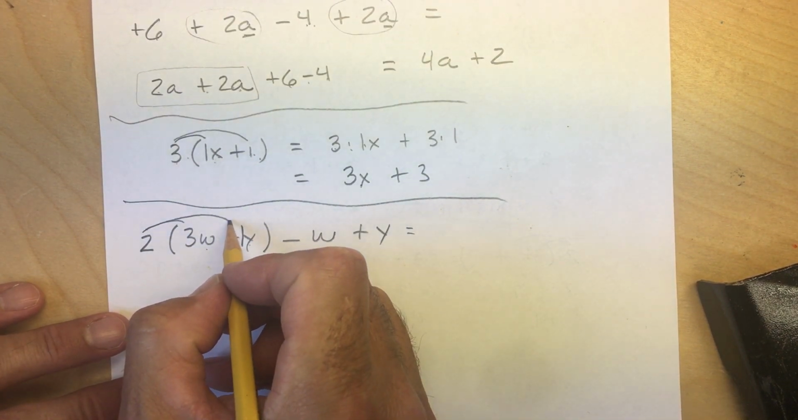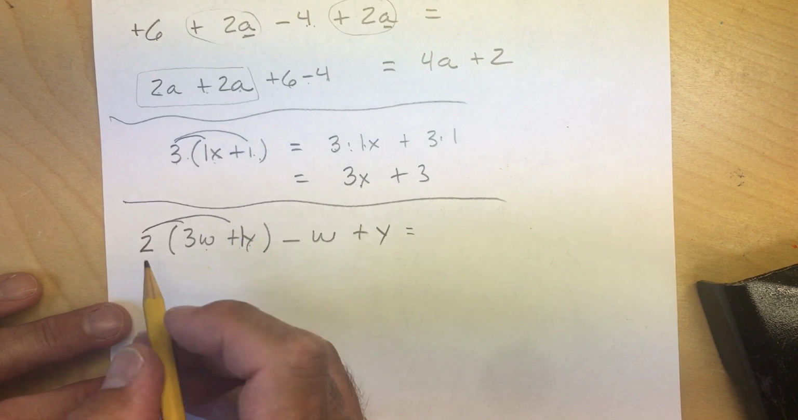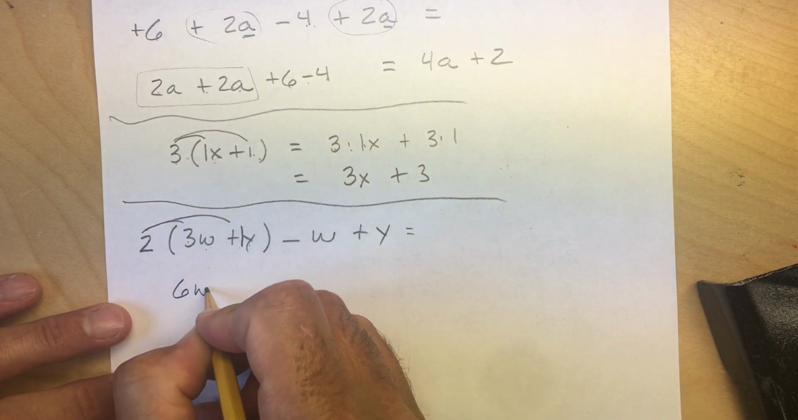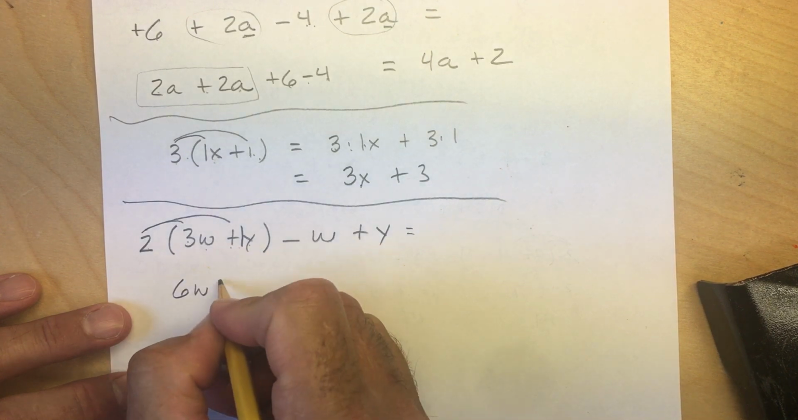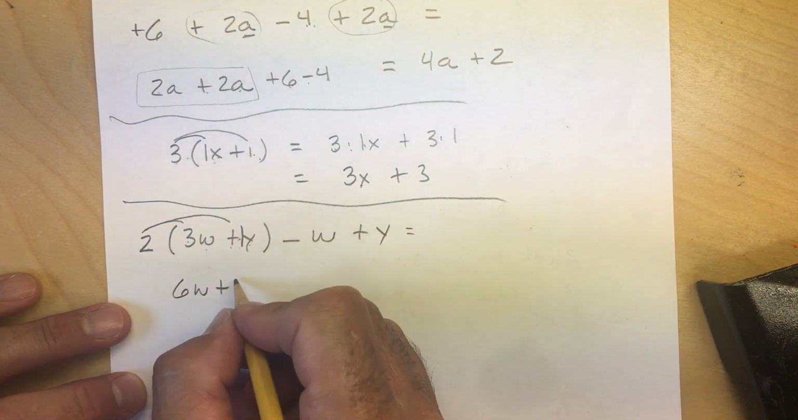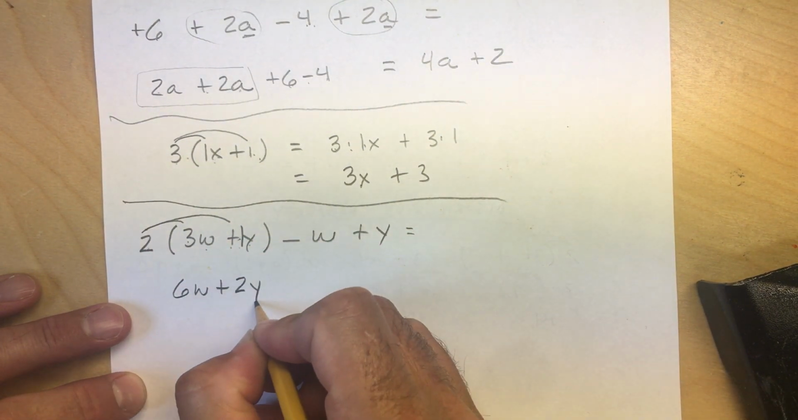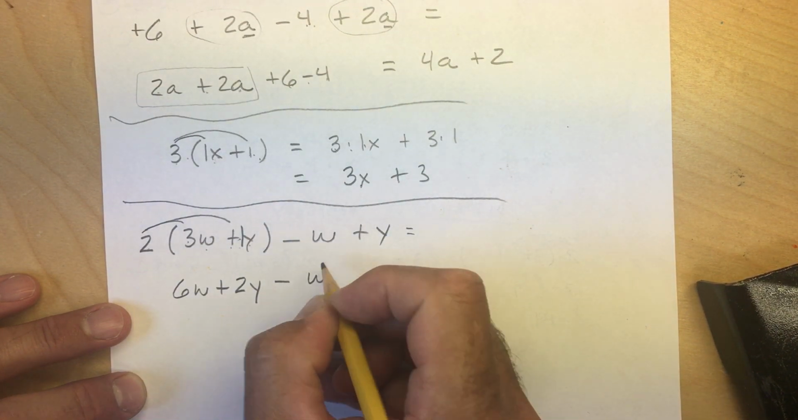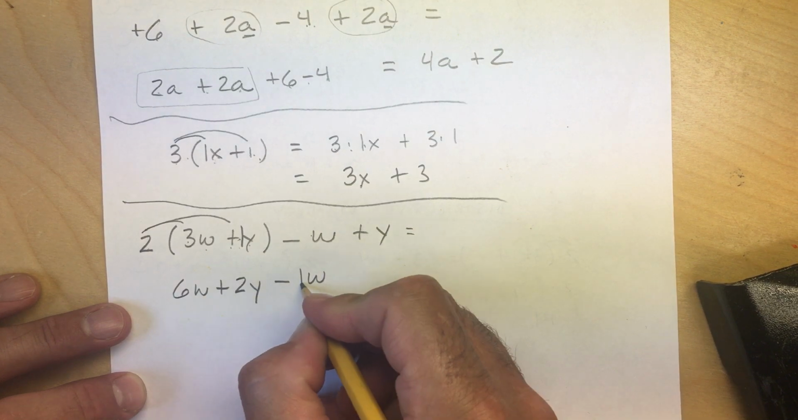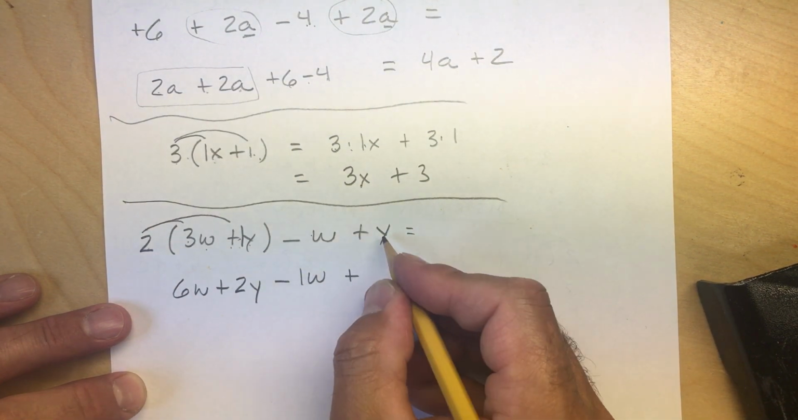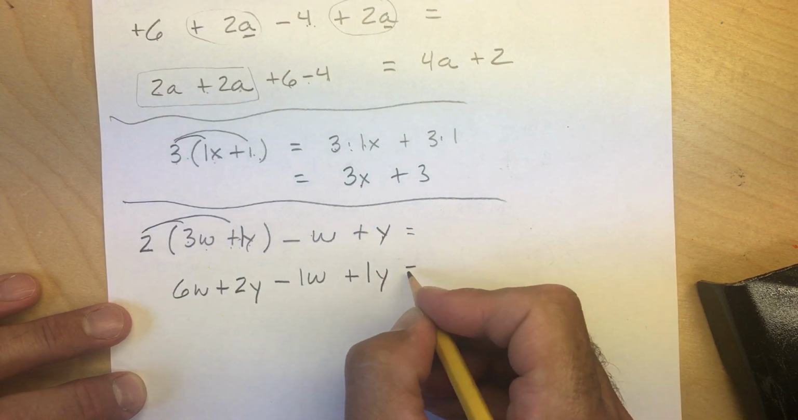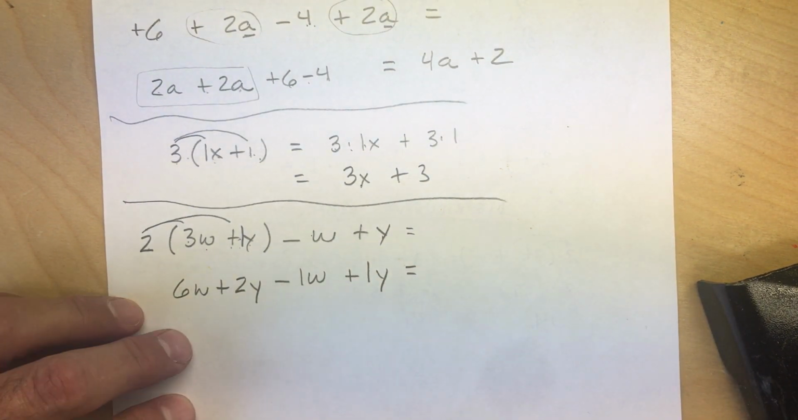And I'm going to skip a step. I'm just going to do it in my head. 2 times 3 is 6w. And we have a plus sign. 2 times 1 is 2y. And then we have minus a w. And since there's no number in front, it's a 1. And then we have plus a y. And since there's no number in front, it's a 1. And now we can combine like terms.